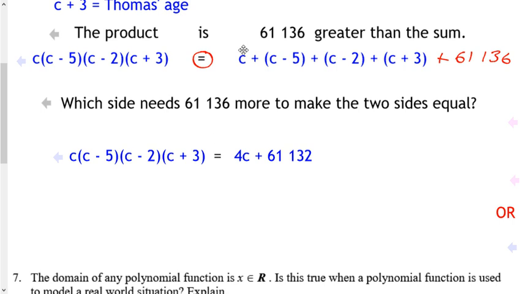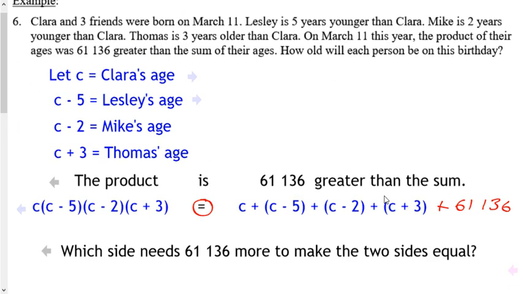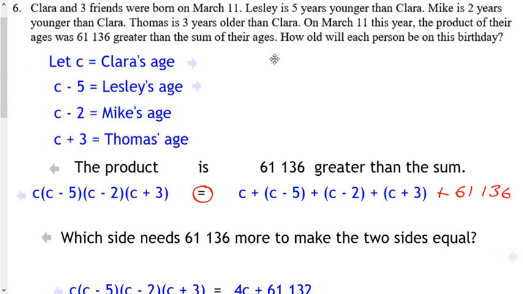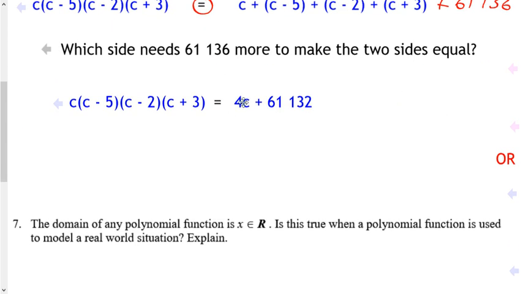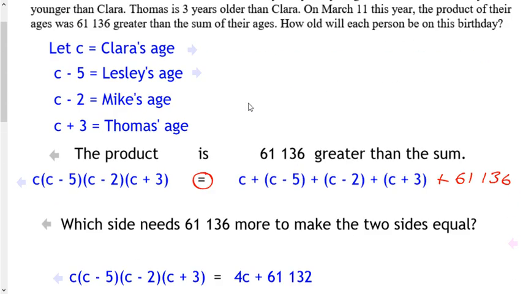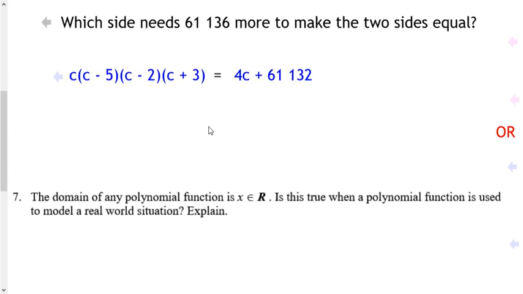And then from here, as we seek to answer this question, we want to know how old each person will be on this birthday. So we want to know the C value that makes this true. What is that C value? Well, that'll be Clara's age. So we have a couple options. I could graph the left side of this equation as y1, the right side of the equation as y2. And then when I graph them, I would look at the intersection point of these two functions.